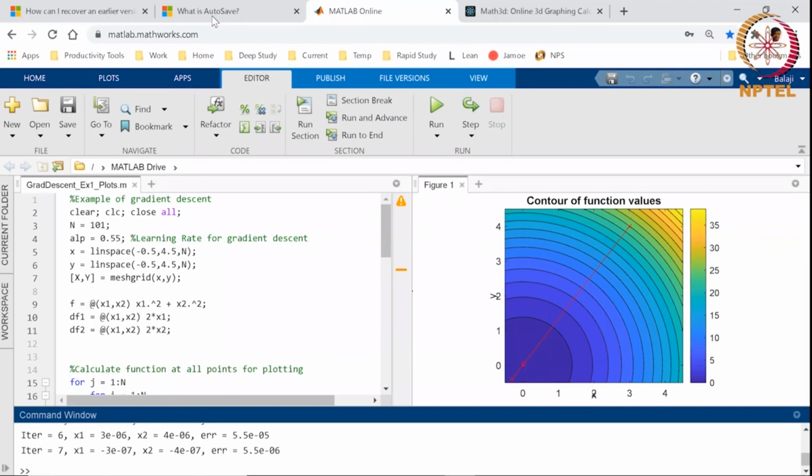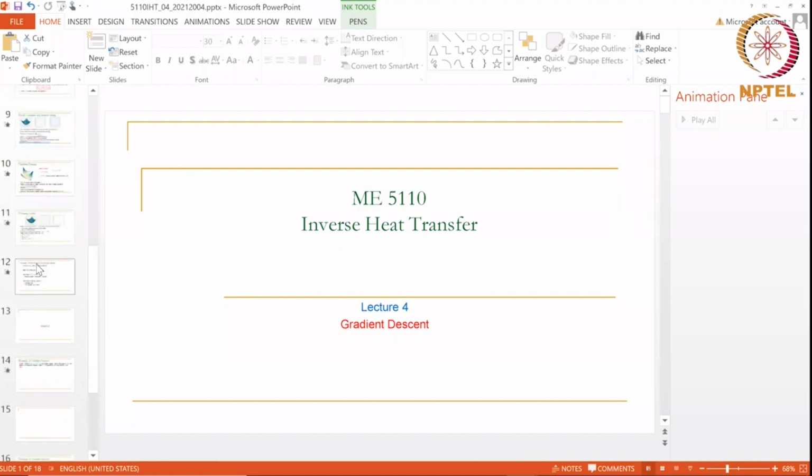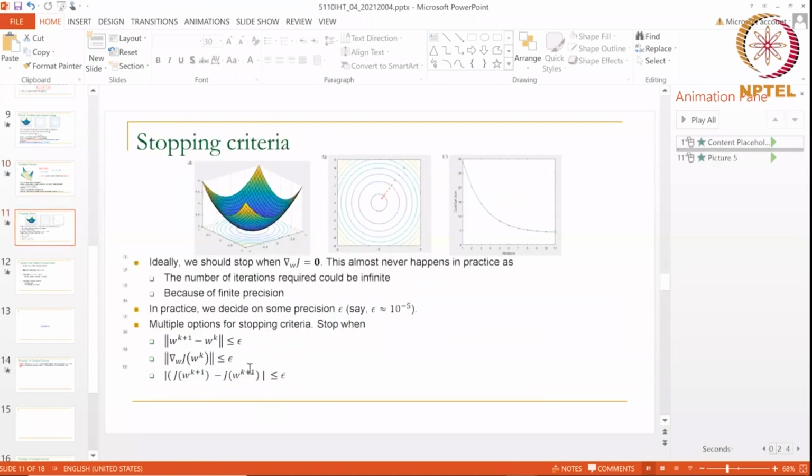Thank you. If you have any questions, you can ask. I have a doubt regarding the multiple options for stopping criteria. In one of the slides, in the last point, you wrote J of W of k plus 1, the k plus 1 iteration, minus J of W of k plus 1. Oh, is that what I wrote? Yes, sir. It should be k.